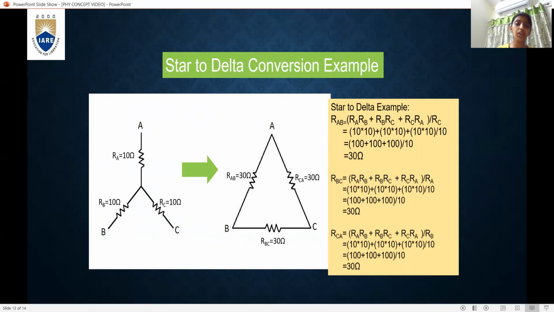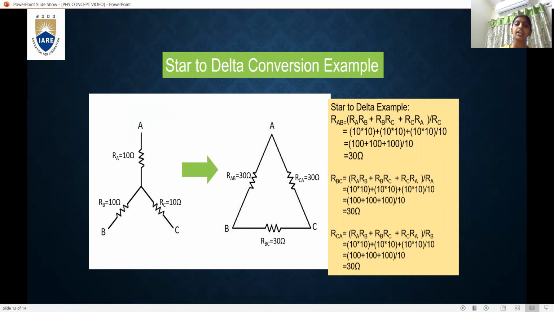So we are going to check, when we convert an equal resistance star network into a delta network, whether the resistances in the delta network will be equal or not. So let us solve this problem. So, star to delta conversion.